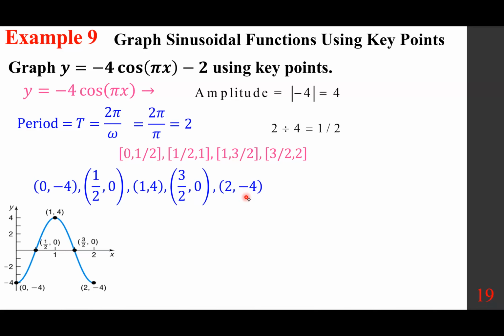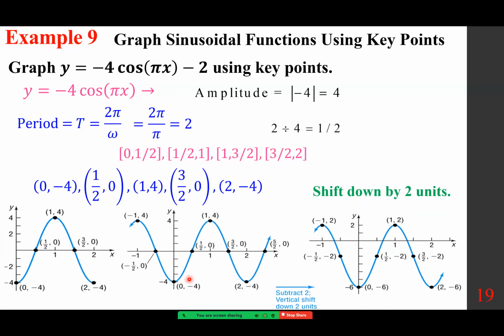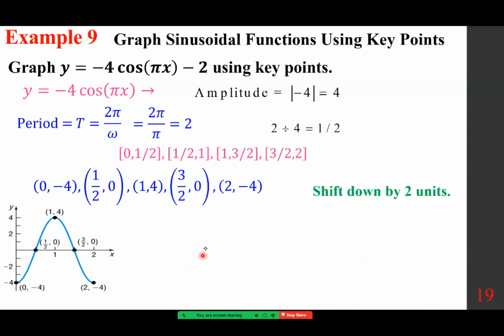Of course, this is not the graph. This is one complete cycle. So what do you do? You continue indefinitely on this side and on that side, and this is the graph for this, and we're going to move it down by 2 units. This takes place at the last minute, class. So first this goes indefinitely on both sides.